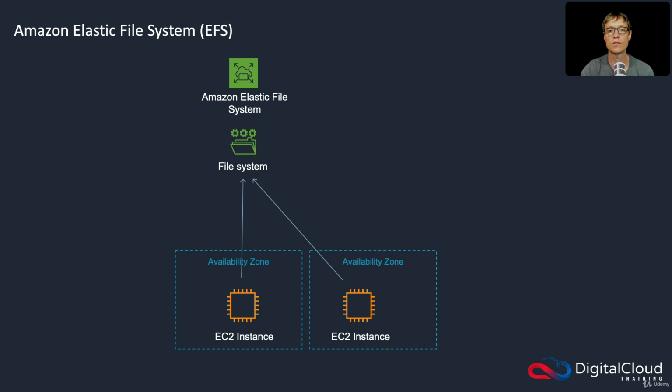The Elastic File System is the file-based storage system on AWS. So what we're going to do here, I've taught you a little bit about this before, but we'll go over it again quickly. We can attach EC2 instances from multiple availability zones to a file system, and then we can mount that file system to those instances.